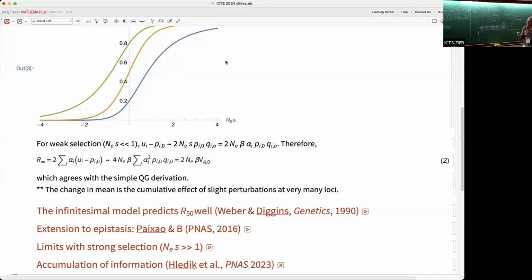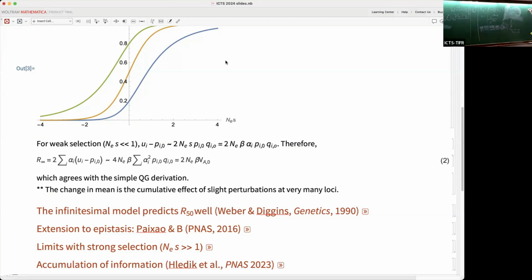Geometrically, what we're doing is saying, let's take the point at the origin. We'll say that NS is small, and so we'll just look a little way away from there. So we're taking a straight line, which is a tangent to that line. And the slope of that is 2NES PQ. So if we put that in here, we have this formula. That's just the sum of 2 alpha I times 2NES P0 Q0.